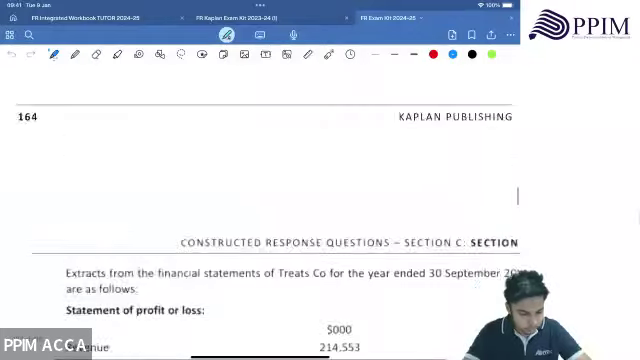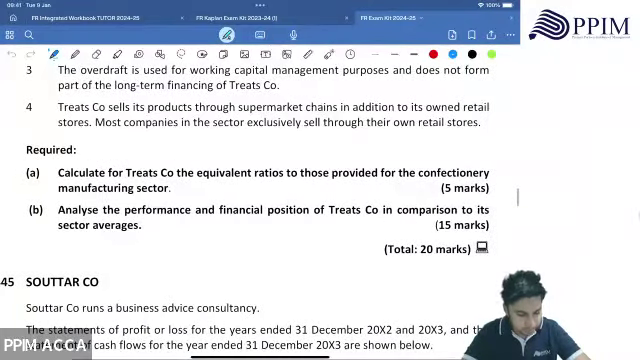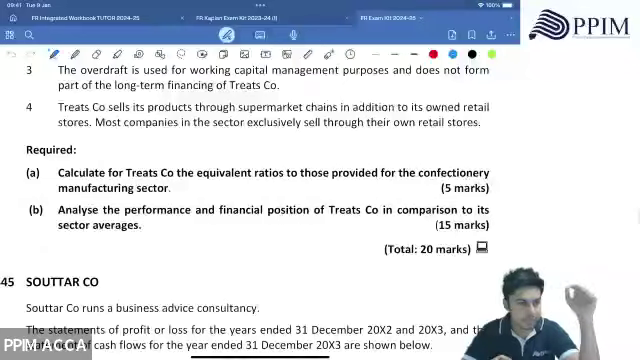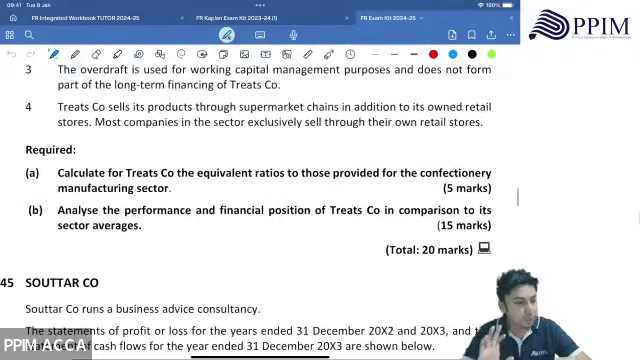Now look at the first question of this paper. They are asking required A part, 5 marks: calculate for Treat equivalent ratios. Now, guys, last Sunday, what did they tell? Adjust and calculate. Adjust and calculate means there are some things that you have to consider. This one is not like that. Directly calculate ratios, which makes our work much easier.